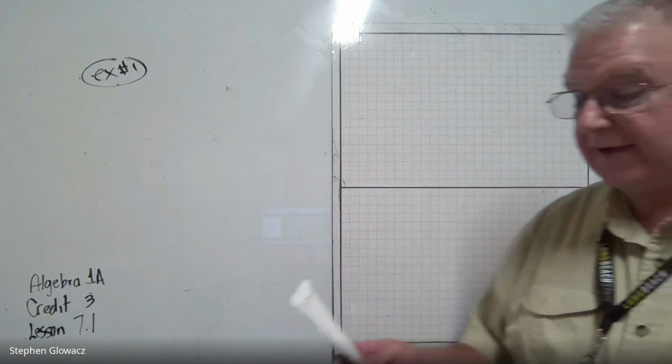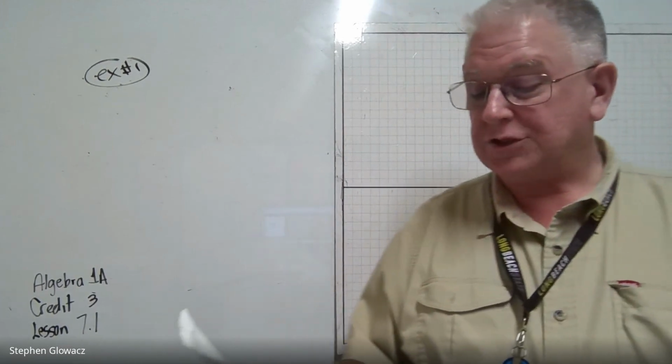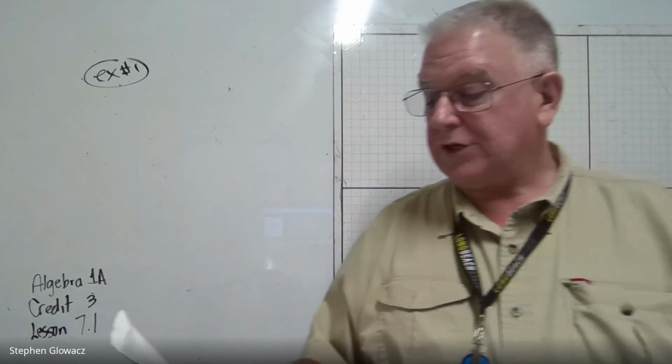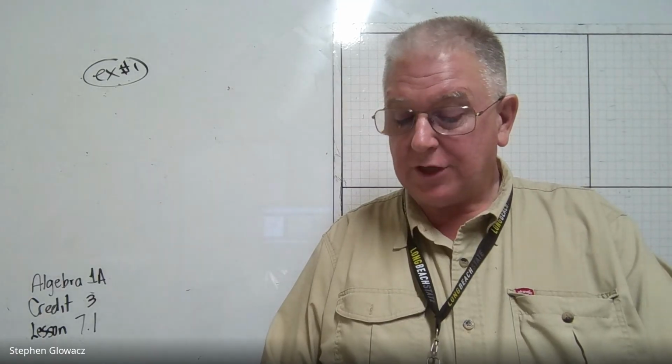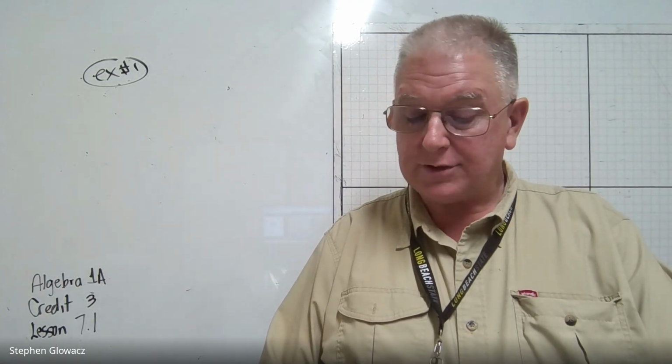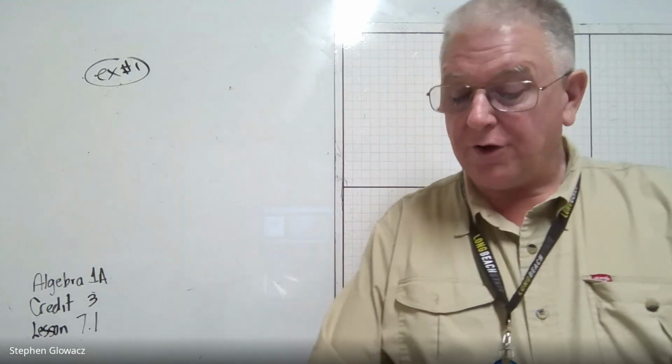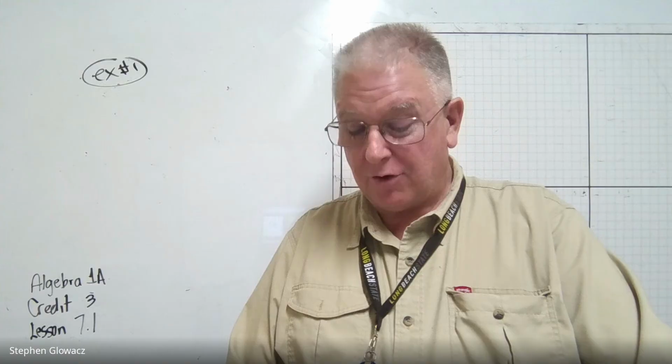So it says, given the real world situation, write an equation to represent the situation. So number one says a frozen yogurt company charges customers a flat fee of $1 plus 30 cents per ounce. Let X be equal to the number of ounces of yogurt. So wish things were still that cheap.